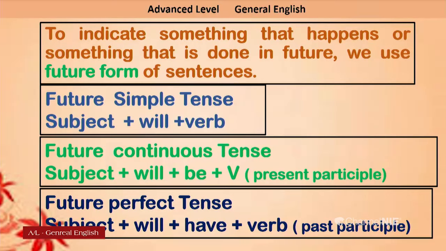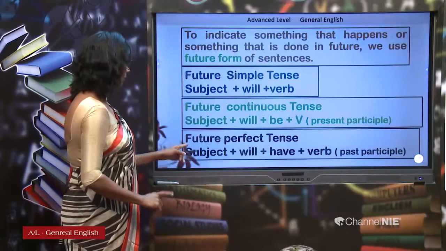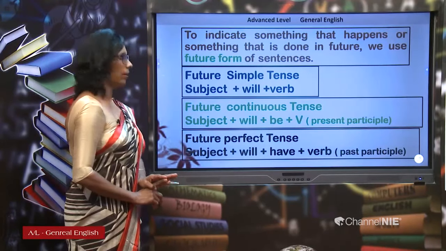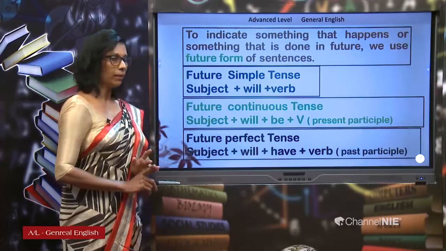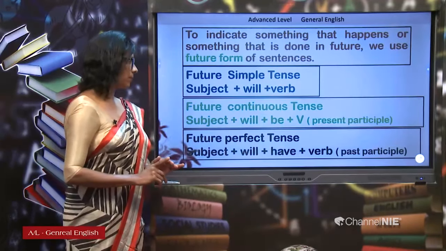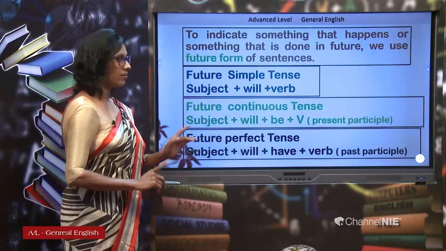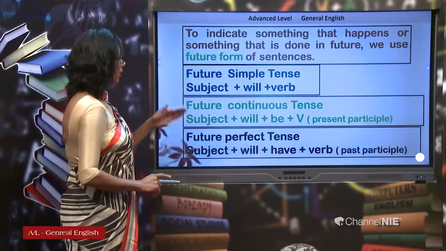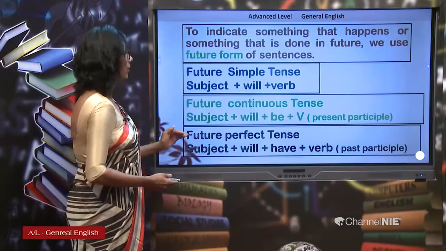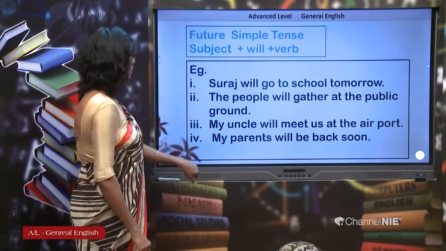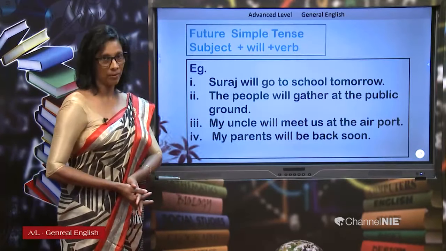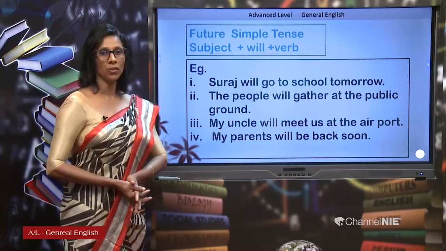Then the third one is future perfect tense. Just like we have present perfect and past perfect, we have future perfect tense as well, right? There the structure is subject, will, have plus verb, past participle. I will be showing you several examples, and then you will be able to learn all these things very well, right? So, first one is future simple tense.